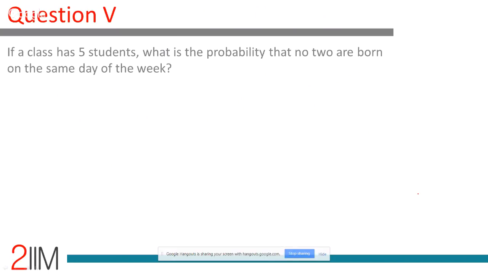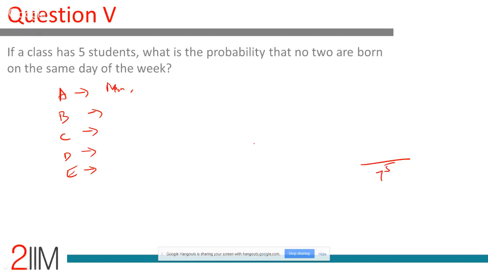Think about this, there are 5 students, say A, B, C, D, E. A could have been born on Monday, Tuesday, Wednesday, Thursday, Friday, Saturday, Sunday, any of the 7. B, any of the 7. C, any of the 7. D, any of the 7. E, any of the 7. There are 7 possibilities for each of these people. A wonderful denominator, the part which we love doing. The total number of possibilities is 7 to the power 5.